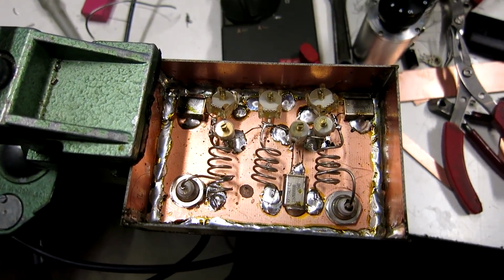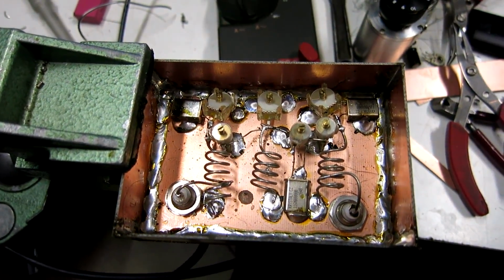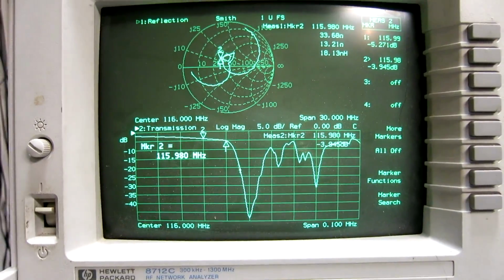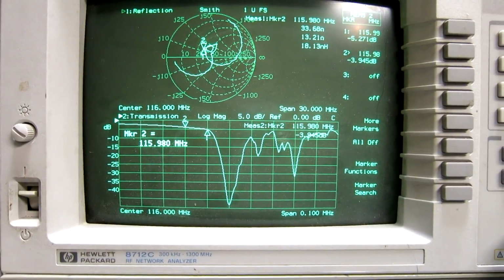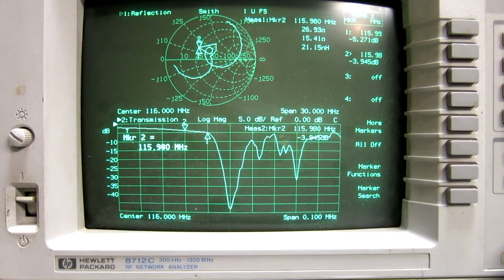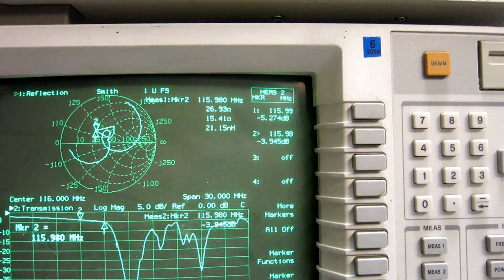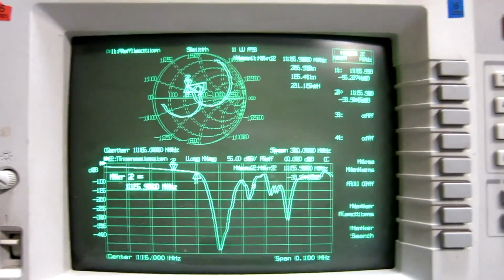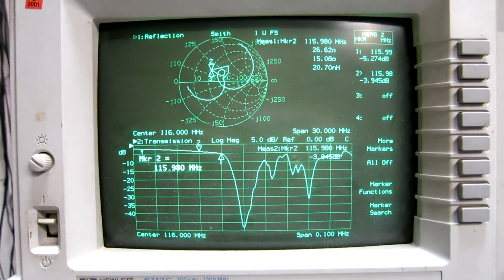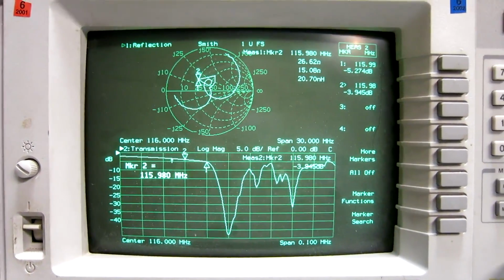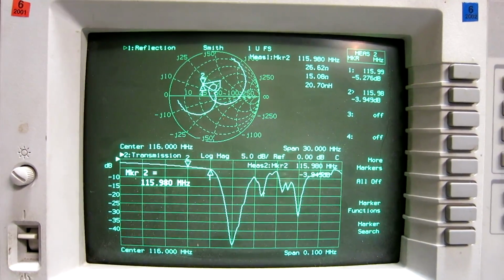This is a notch filter for 116 MHz with 3 crystals. The notch is about 48 decibels deep, and the attenuation 10 kHz away from the notch is 5 decibels, and 20 kHz away it's 4 decibels. And this is intended to be used to measure noise from an oscillator on 116 MHz.